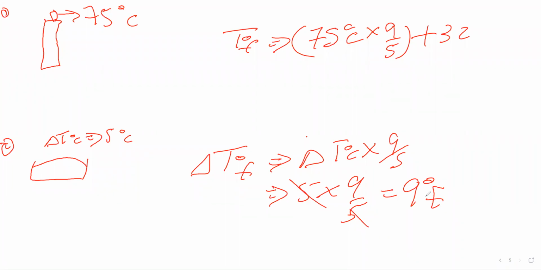But it's 5 degrees, right? Yeah, this is degrees Celsius currently. Why do we use this formula with the 9/5 and the 75 degrees Celsius with 9/5 plus 32?